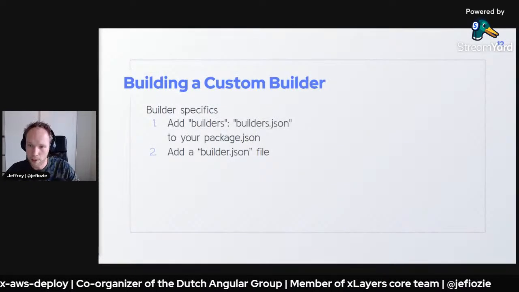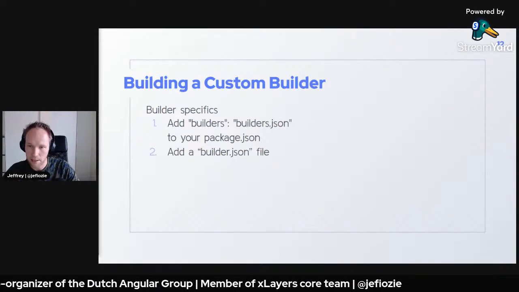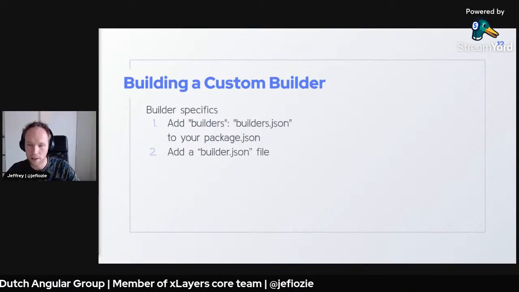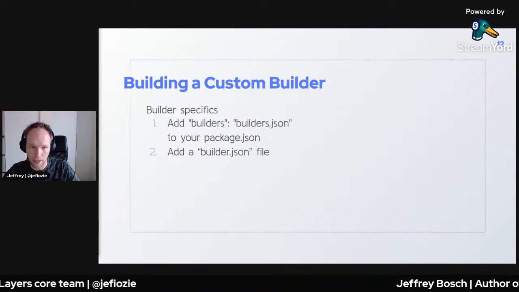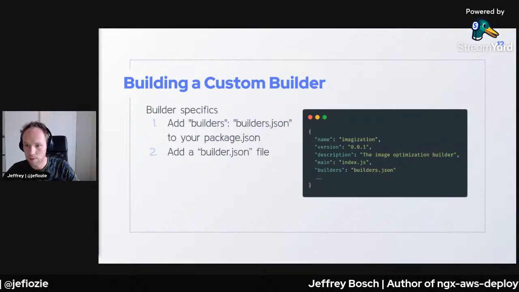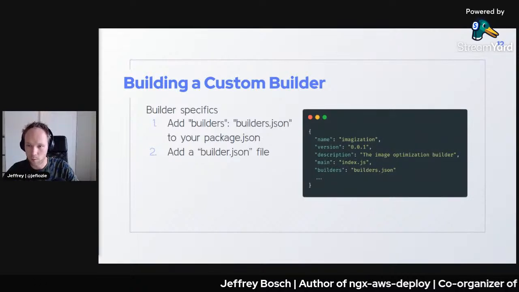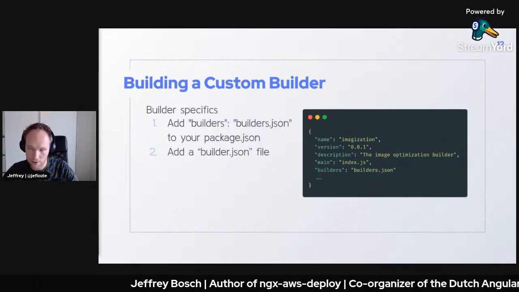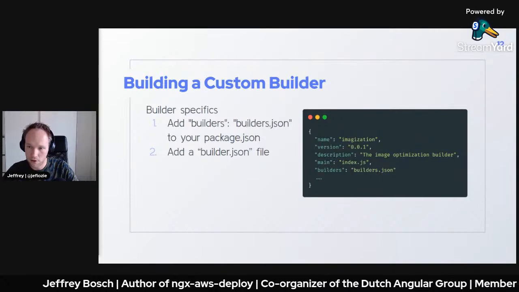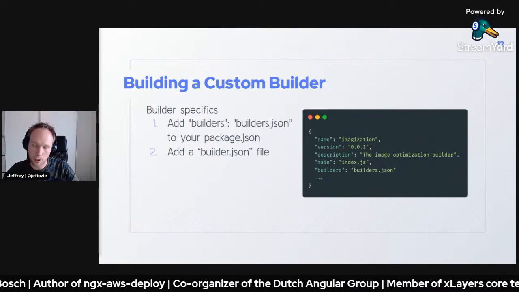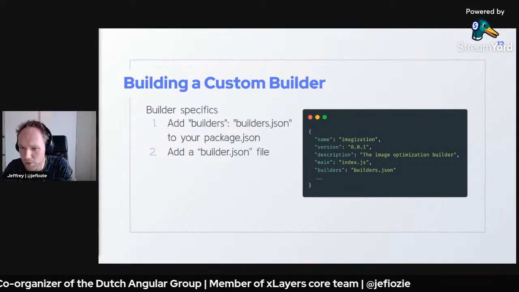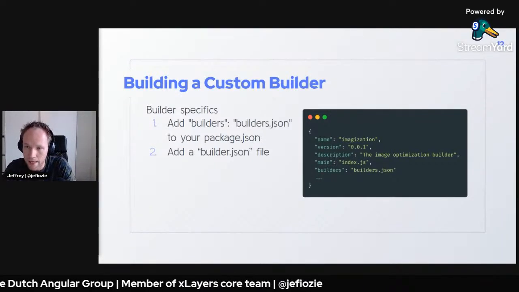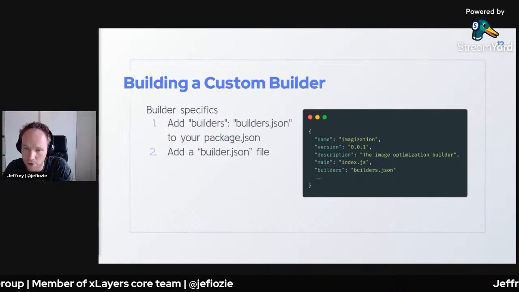So for a builder, we need a couple of specifics next to the dependencies. One of the things is a builders.json in the root of your package. And this builders.json needs to be referred somewhere, and that's done in the package.json. So in the package.json for your npm package, you need to add the builders property. And there you can reference the builders.json.